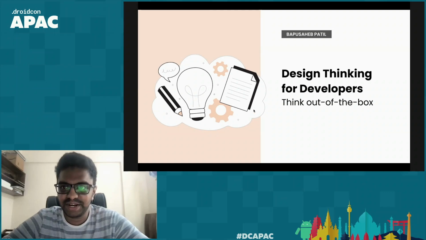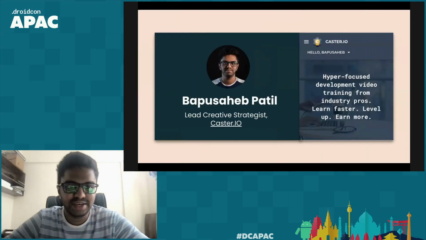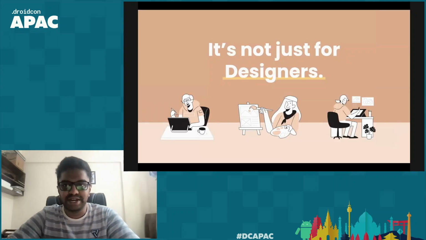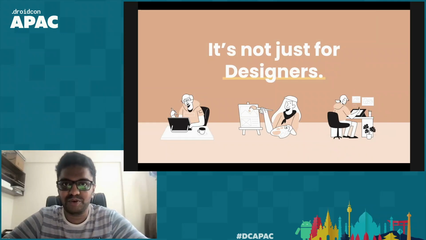And I'm Bapusaheb Patil, and this is my talk, Design Thinking for Developers, Think Out of the Box. Just a little bit of background about me before I begin this talk. As I said, I'm Bapusaheb Patil. You can call me Bapu. I'm the lead creative strategist at Caster.io, where we teach software development, and we have courses from industry pros.